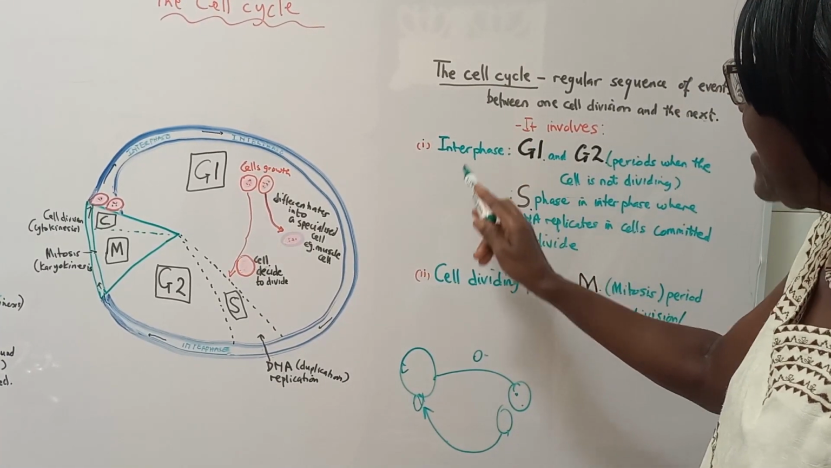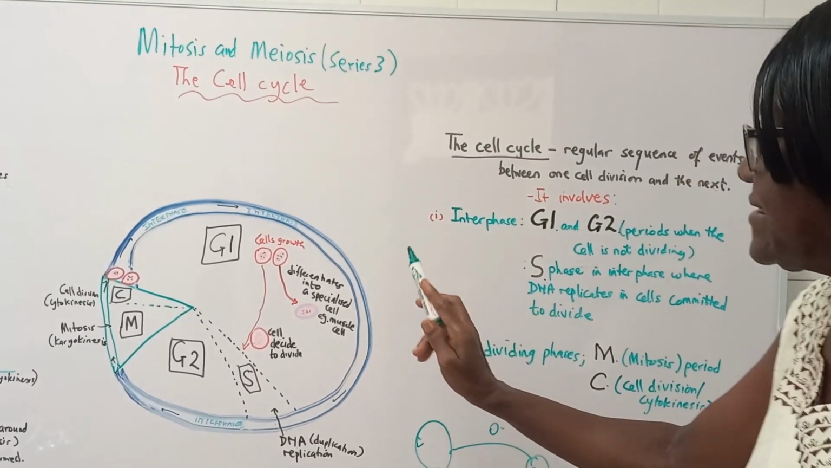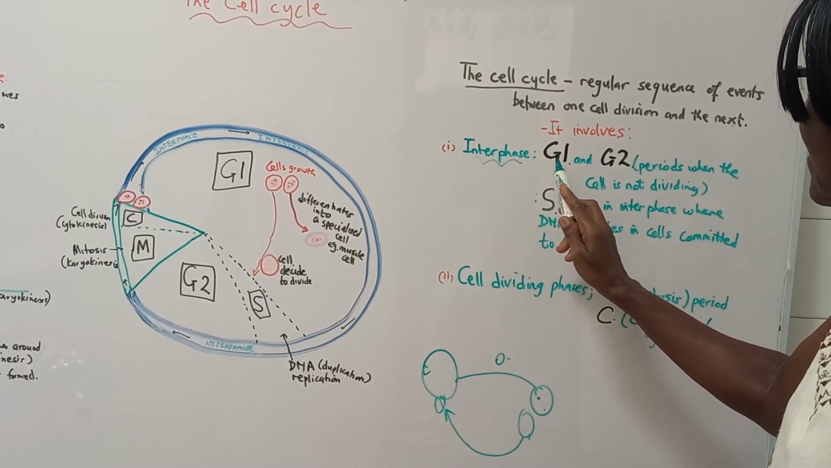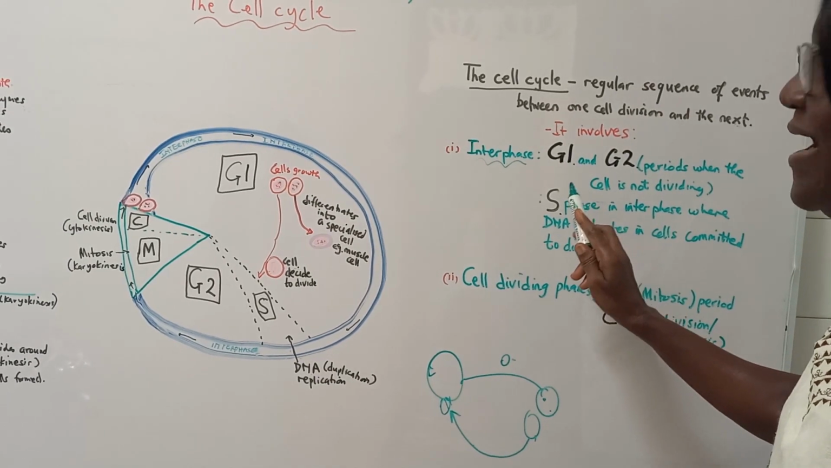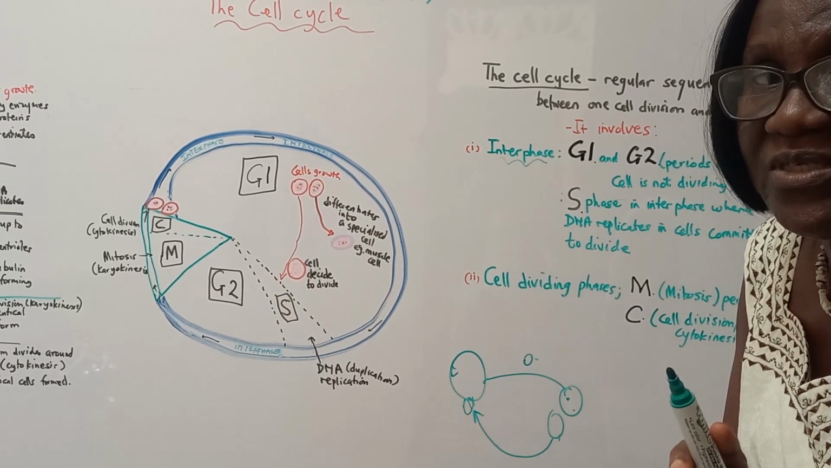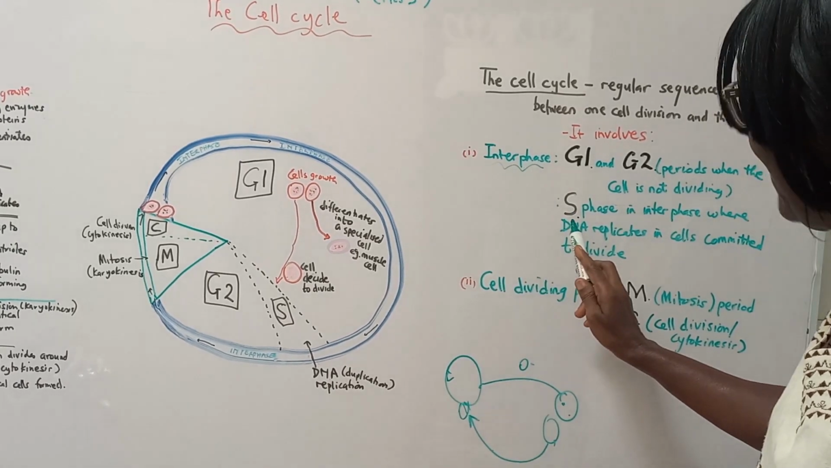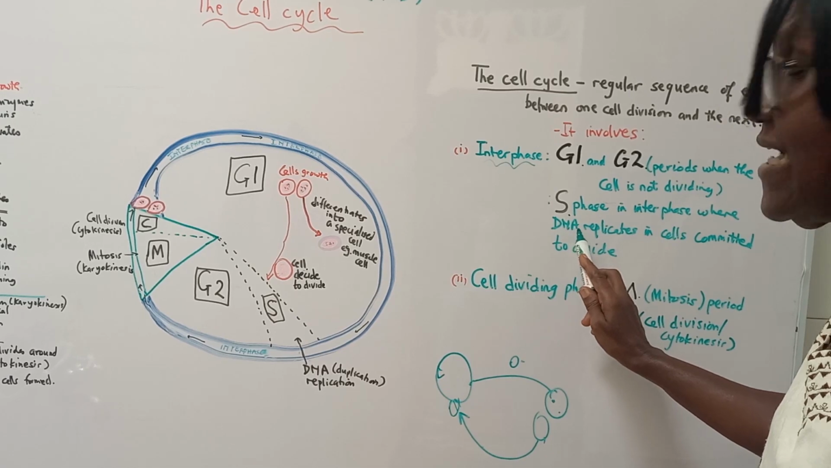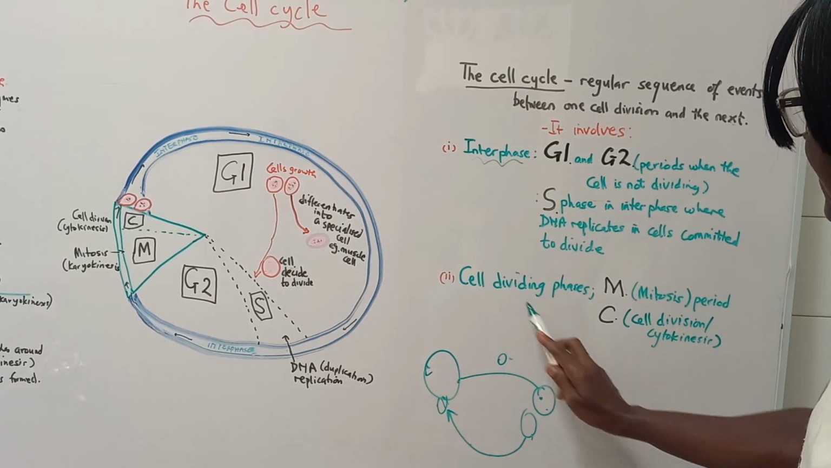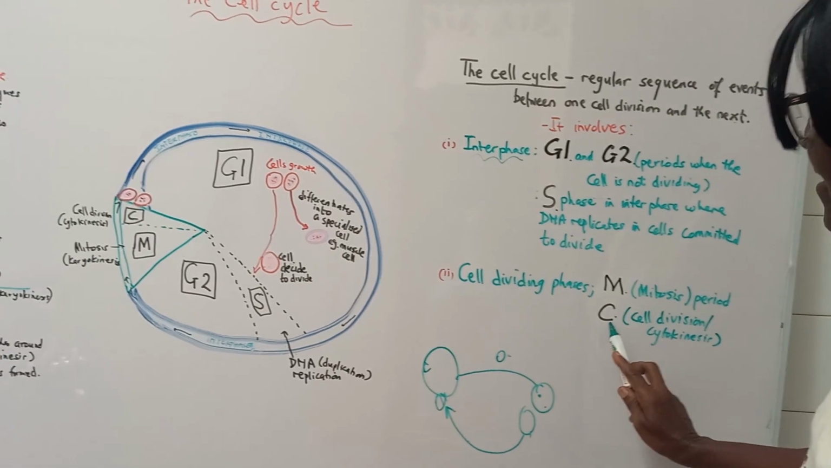Well, the events of the cell cycle involve interphase. And interphase is the time when the cell is not dividing. It's been given periods. G1, G2, they are gaps. G means the gap. So in G1 and G2, the cell is not dividing. S phase is also at a time when the cell is not dividing, but at the S phase, DNA replicates. Then we get to a period when the cell divides, and in that period we have an M phase, which is mitosis, and then another phase, cell division.